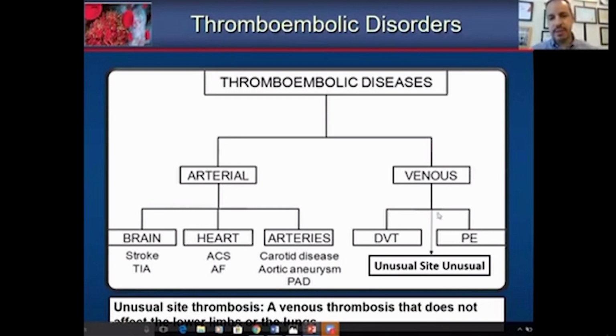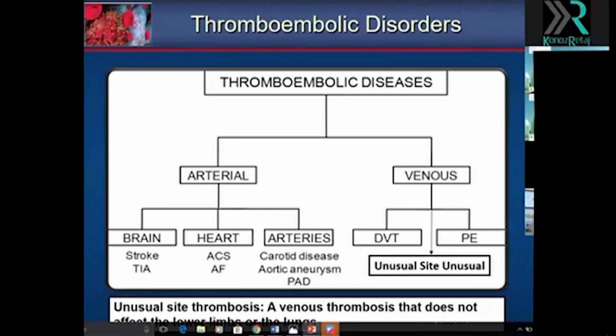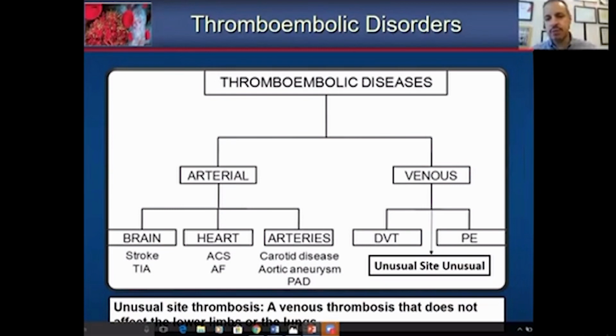Then we have venous thrombosis, which can be broken down into DVT, PE, and unusual site thrombosis, keeping in mind that DVT and PE, or venous thromboembolism, account for the vast majority of venous thrombosis, more than 95%. The remaining 5% or less is unusual site thrombosis. And we define unusual site thrombosis, very important, simply as any venous thrombosis that does not affect the lower limbs or the lungs. So anything apart from DVT and PE is considered to be unusual site thrombosis.